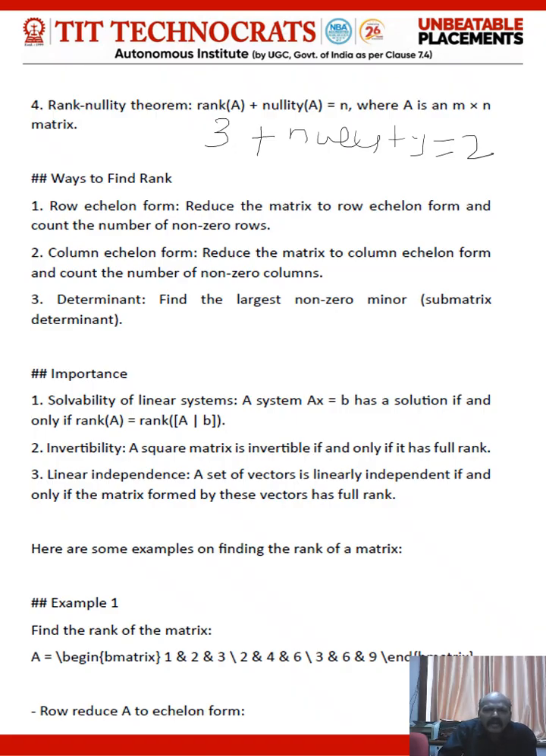Now, methods to find the rank. How can we find the rank? We can reduce a matrix to an upper triangular matrix. This form is known as echelon form. This is important, and the name comes from a scientist. So we will reduce a matrix to its echelon form. Echelon form is nothing but an upper triangular matrix.